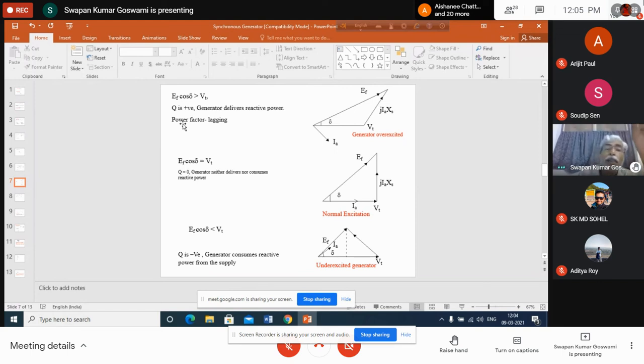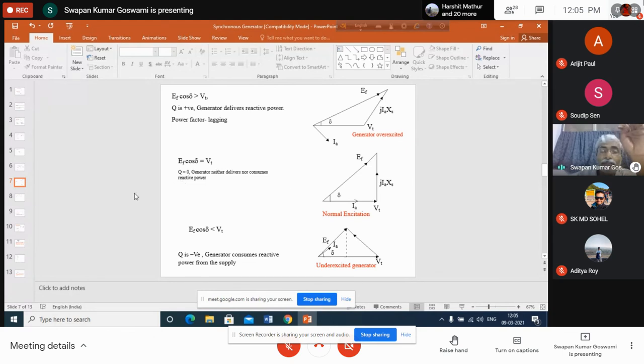The generator always will deliver active power. There is no question about that. But with respect to the reactive power, it will be delivering it if EF cosine delta is greater than Vt. And in this case, we shall say that the generator is overexcited. Why is it overexcited? I shall explain.